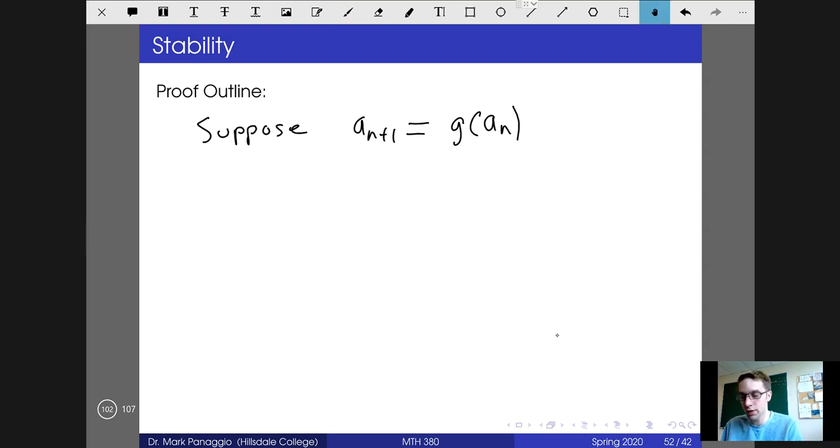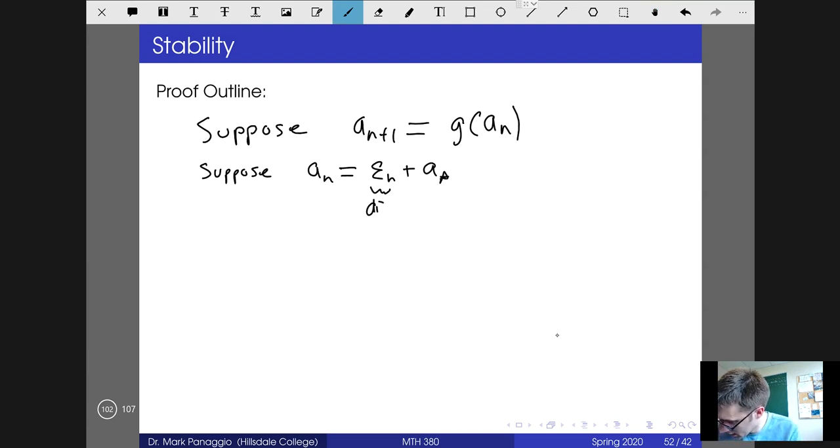And what we're going to do now is define a new variable, a_n equals epsilon_n plus a star, where this epsilon is going to represent our distance from the fixed point. So if epsilon is 0, then a_n is equal to a star. We're exactly at the fixed point. If epsilon is positive, then we're above the fixed point. And if it's negative, we're below the fixed point.